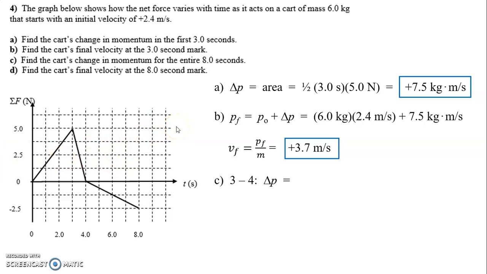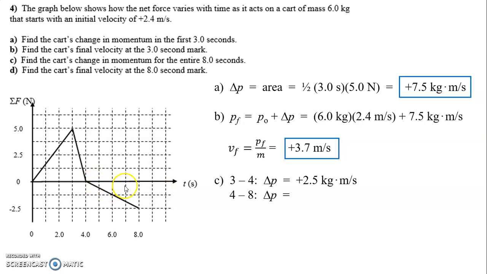Now let's look at the chunk of time from 3 to 4 seconds. Again, it's a nice triangle, half base height. We should be getting positive 2.5 kilogram meters per second, where the base is 1 second, because we're going from 3 to 4, and the height is 5 newtons. Our next chunk of time is from 4 to 8 seconds.